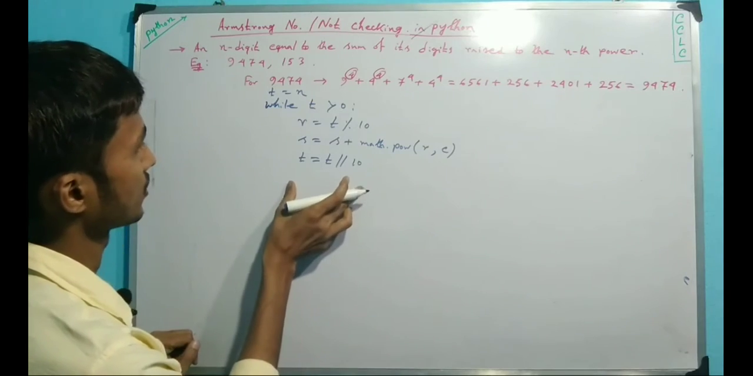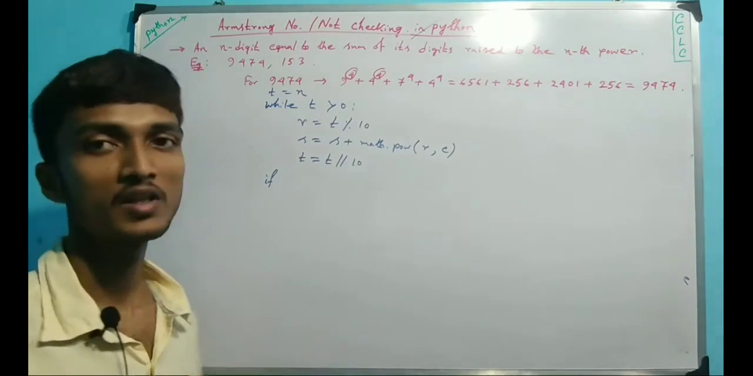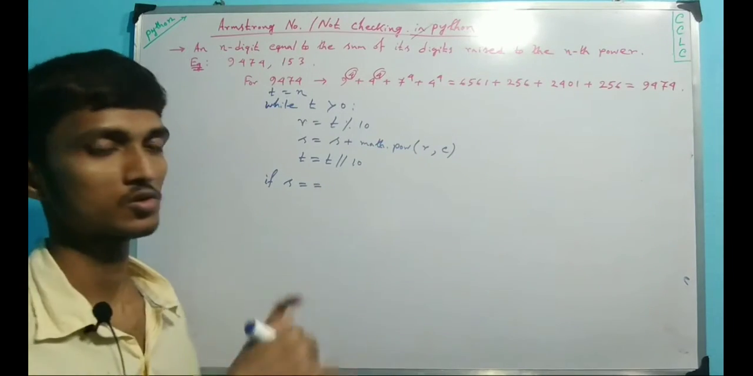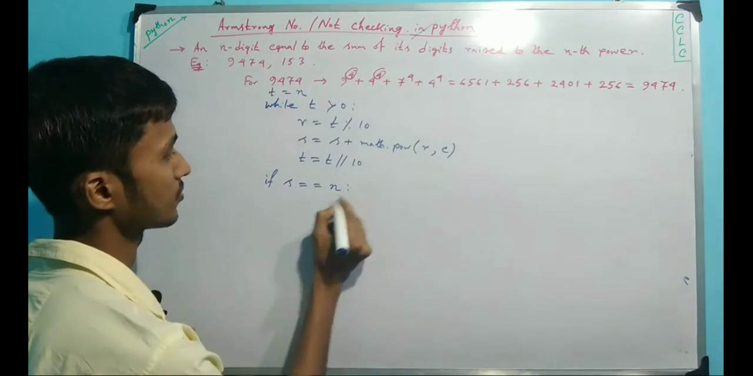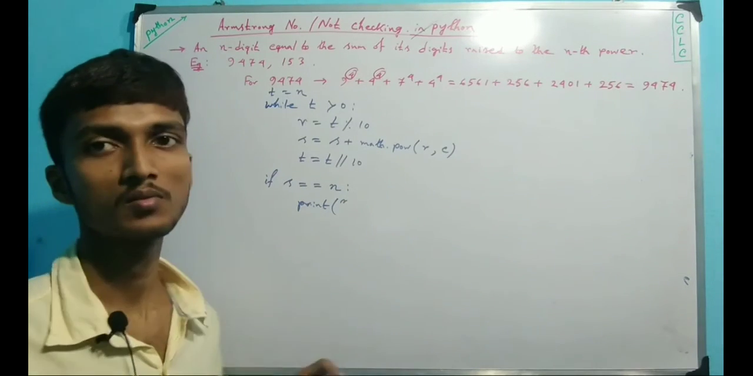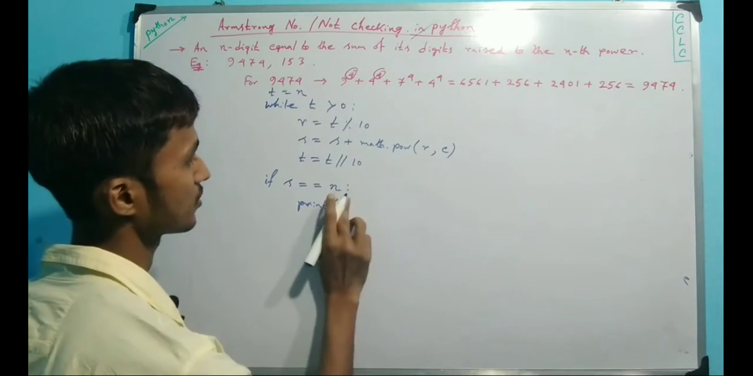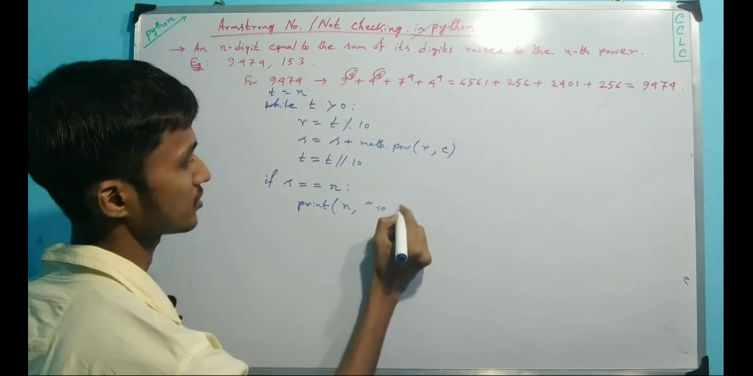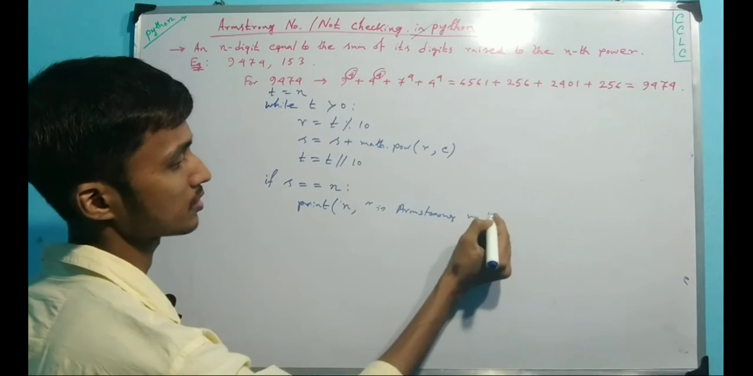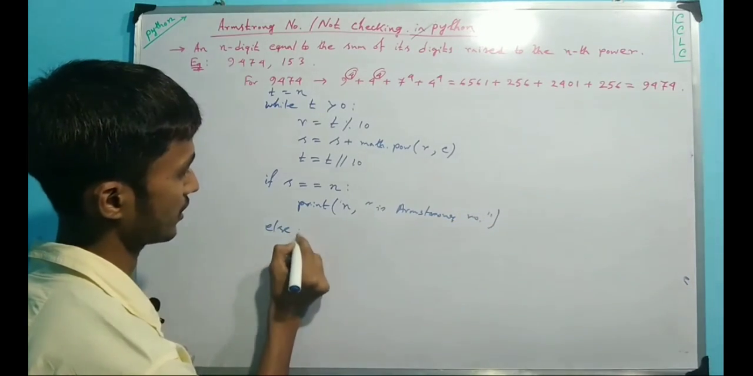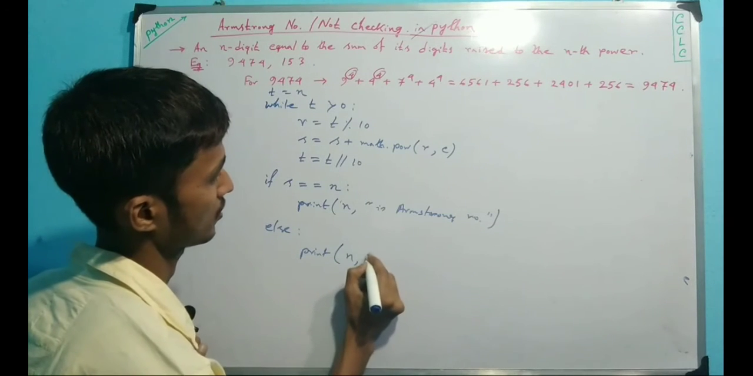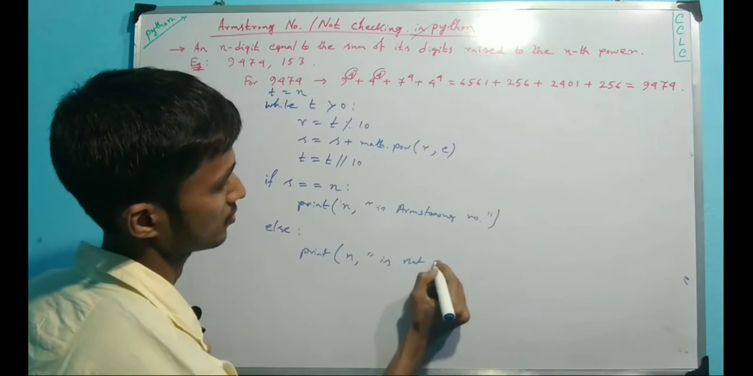Next, if sum equals the original number, print number is Armstrong number, else print number is not Armstrong.